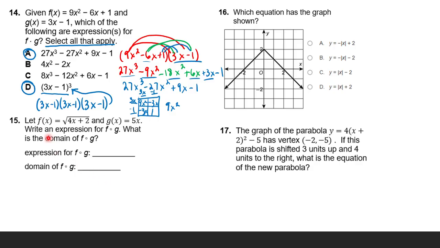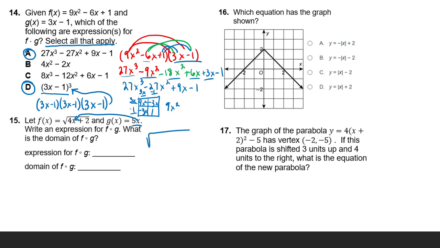Okay, let's look at 15. So let f of x equal the square root of 4x plus 2, and let g of x equal 5x. Write an expression for f of g, what is the domain for f of g? Okay, so if we're doing f of g, remember we take g of x, so this one right here, and we plug it in for the x in the first one.